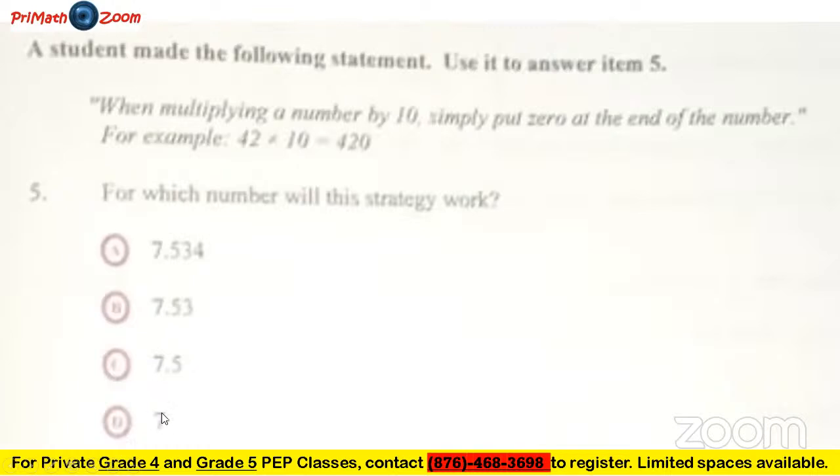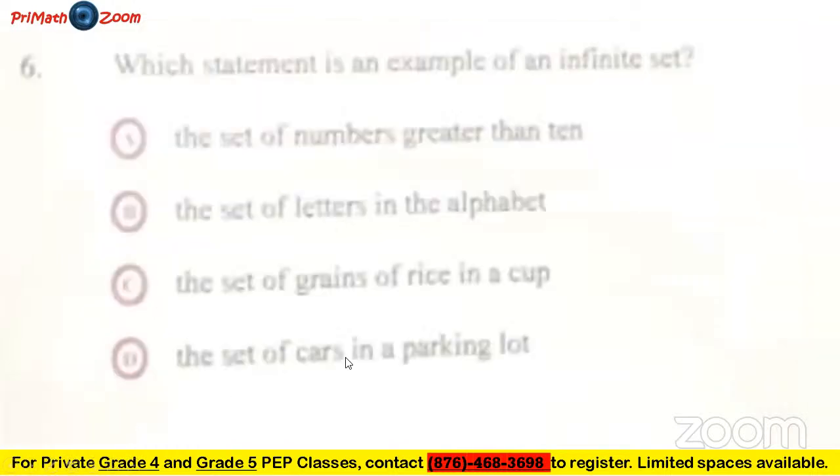However, for D, if we add 0 here in the ones place, it would be 7 multiplied by 10, which will give us 70. And so this number at D would be correct. If we multiply 7 by 10, it will give us 70. So all we'll have to do is add a 0 at the end of the 7 in the ones place.